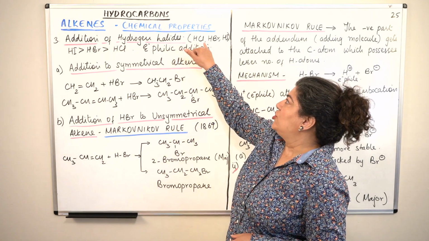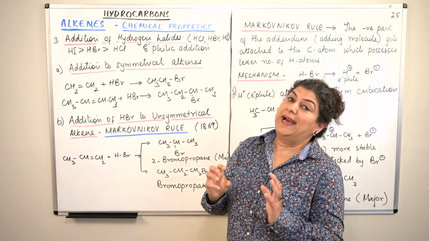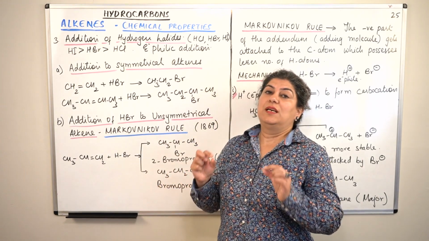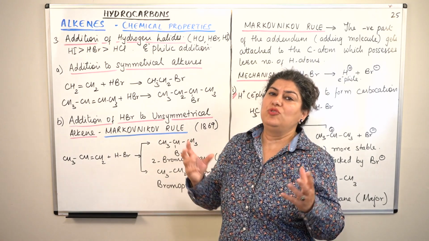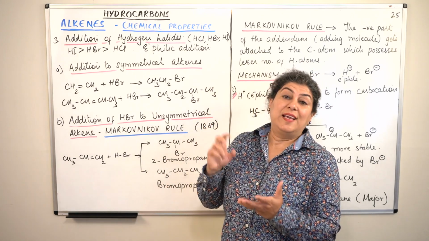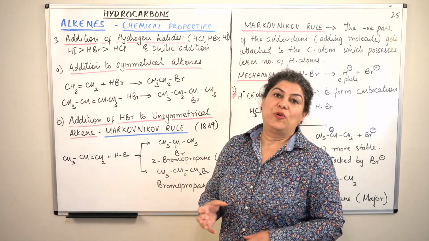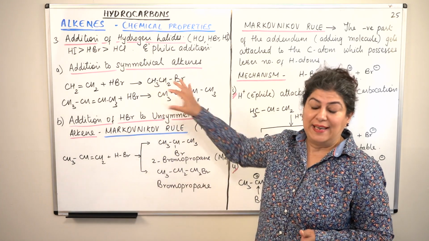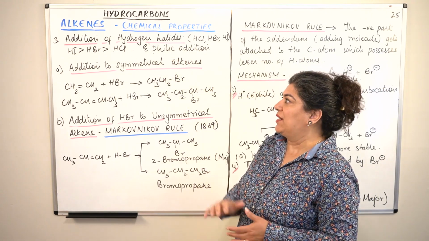Hydrogen halides like hydrogen chloride, hydrogen bromide and hydrogen iodide can add to an alkene. I told you in the previous video that alkenes have pi electrons, that is the second bond, which are loosely held, and therefore attacking regions, especially electrophiles, come and attack this source of electrons. So electrophilic additions do take place in the case of alkenes. This is an example of an electrophilic addition reaction.